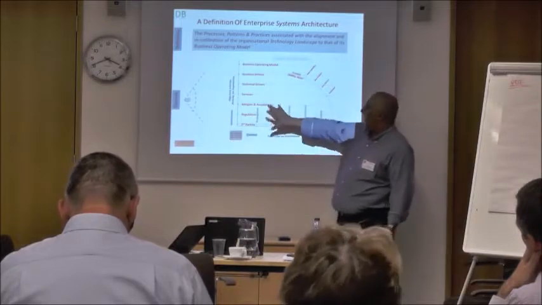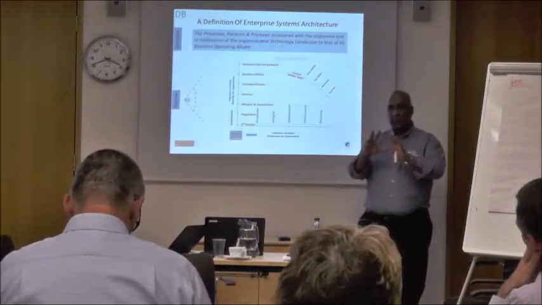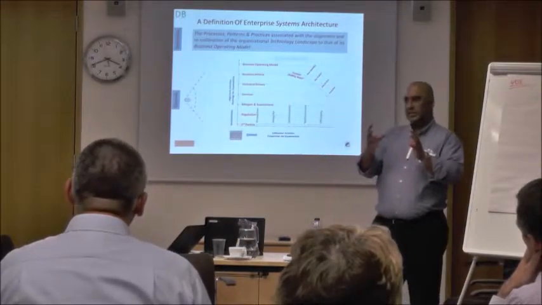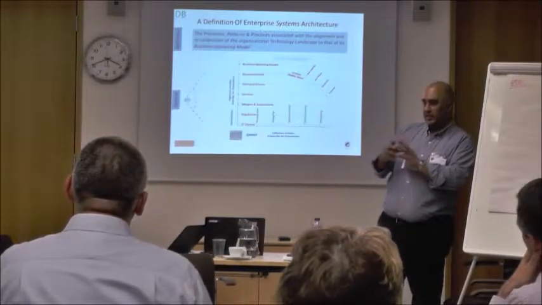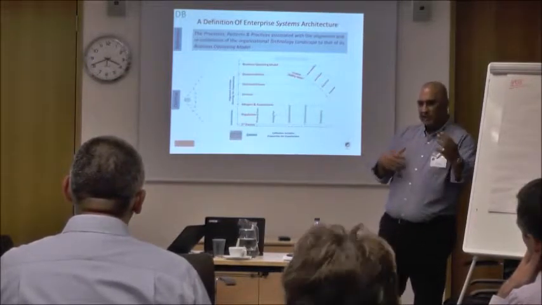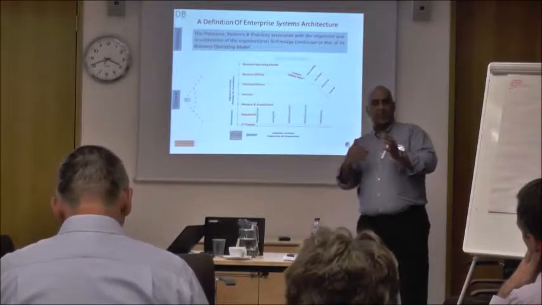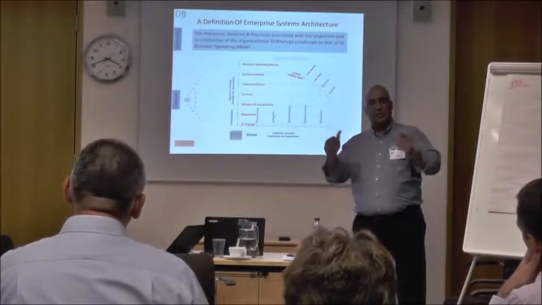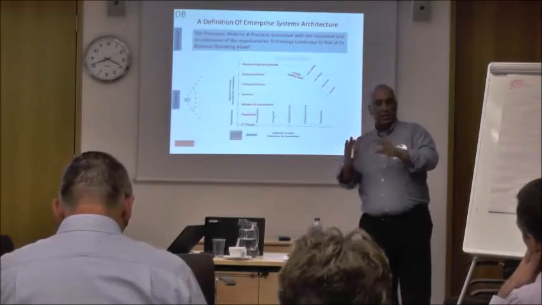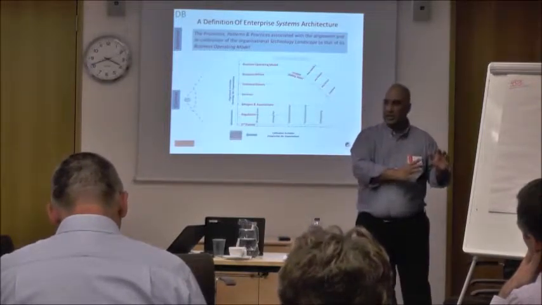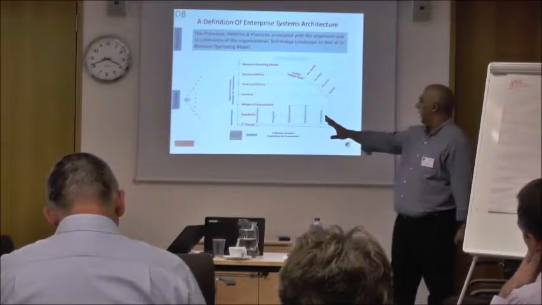So that's what I've put up in the alignment. Basically, if the way your business operates and the way it interacts with third parties, government, or anything else is going to change, then you, as an enterprise systems architect, are looking to align your technology landscape to those changes. That's what I'm trying to put there.